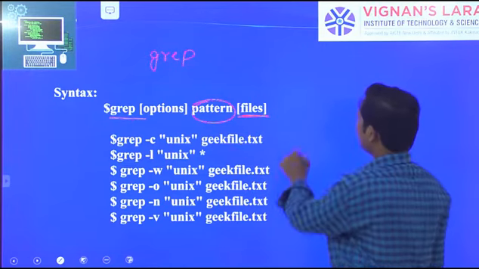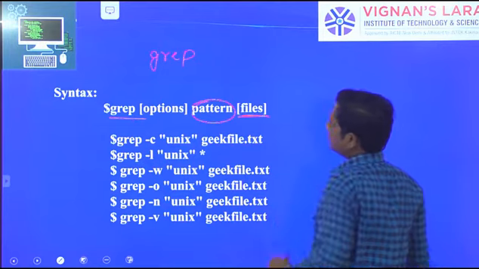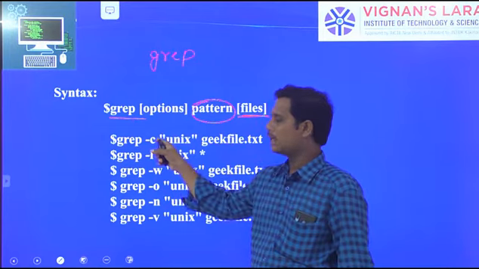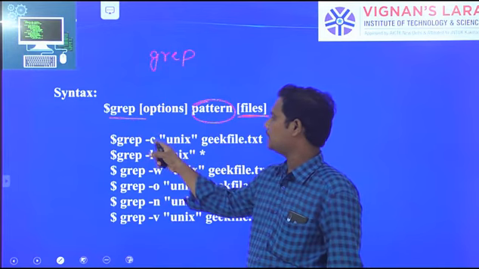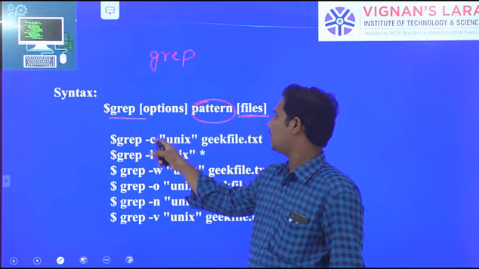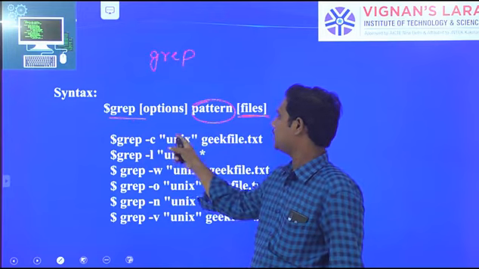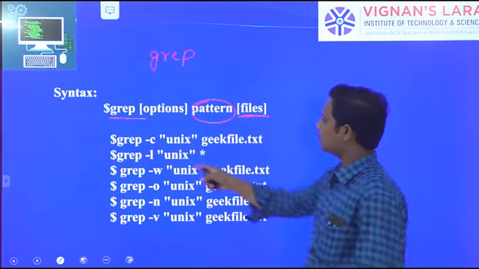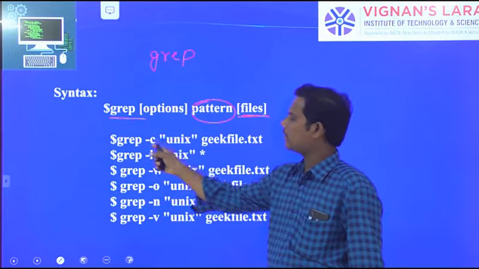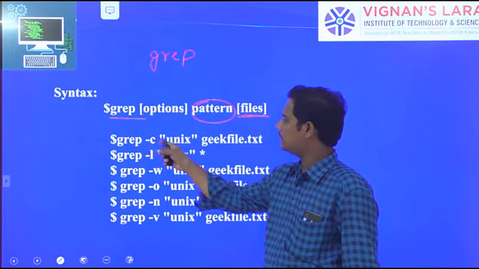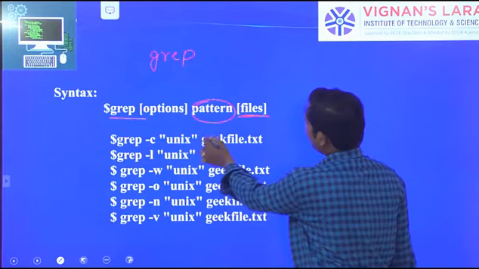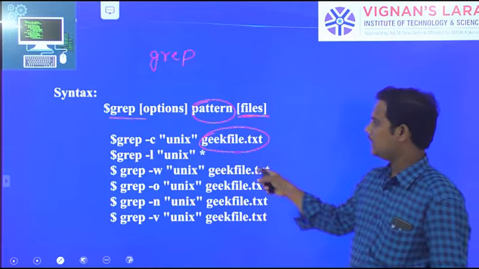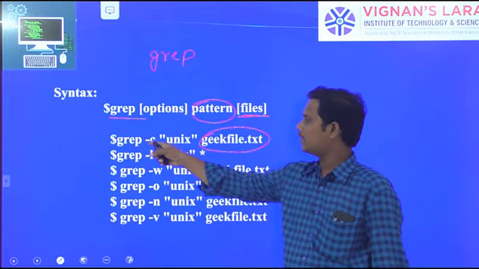You understand this one? For example, this is grep option C. If there is an option, you write the option. Option C means count the Unix lines. How many lines the input file contains Unix will be counted using option C. In this file, grepfile.txt, how many places contain Unix will be counted.